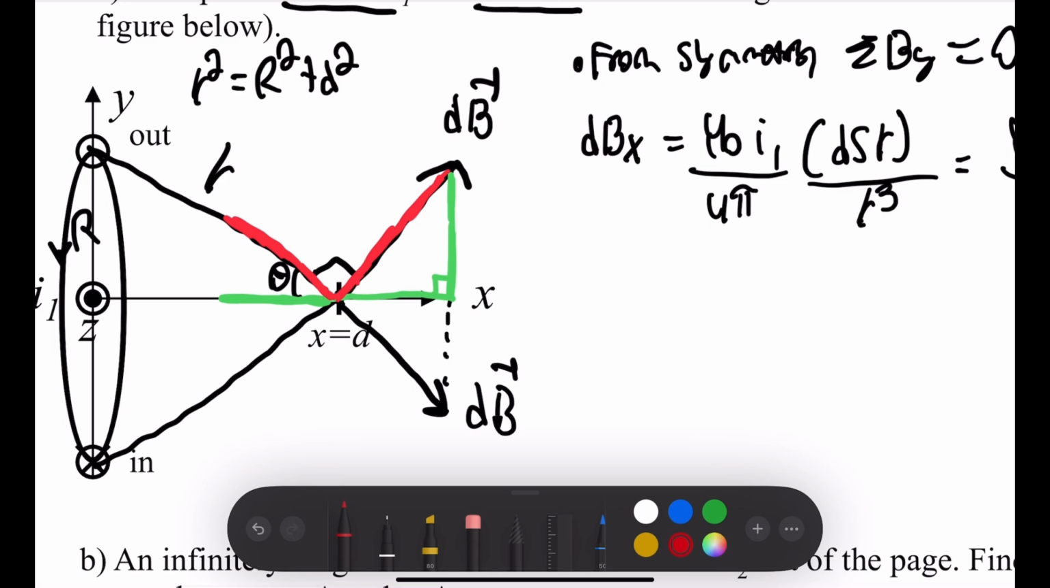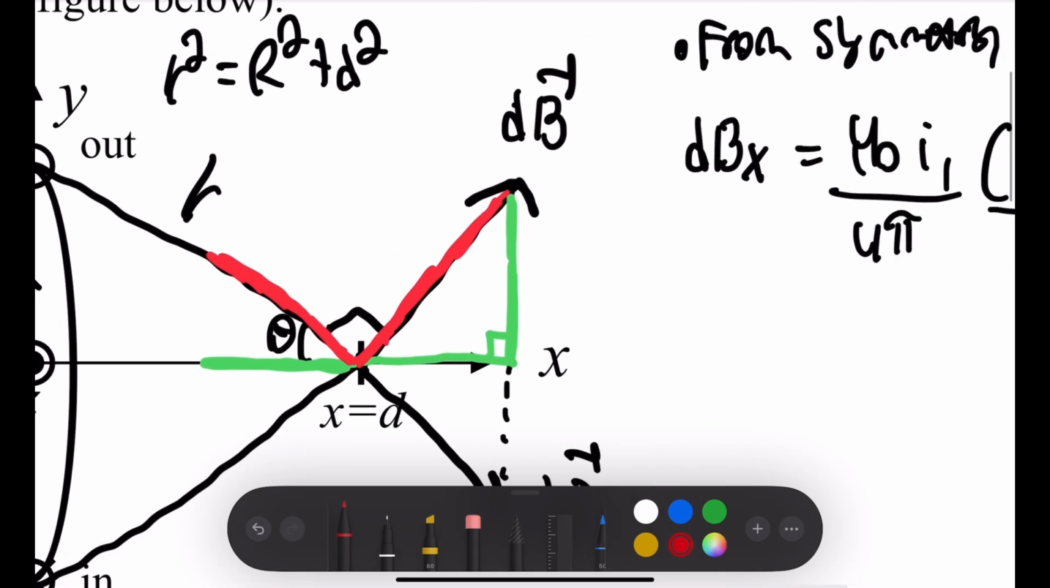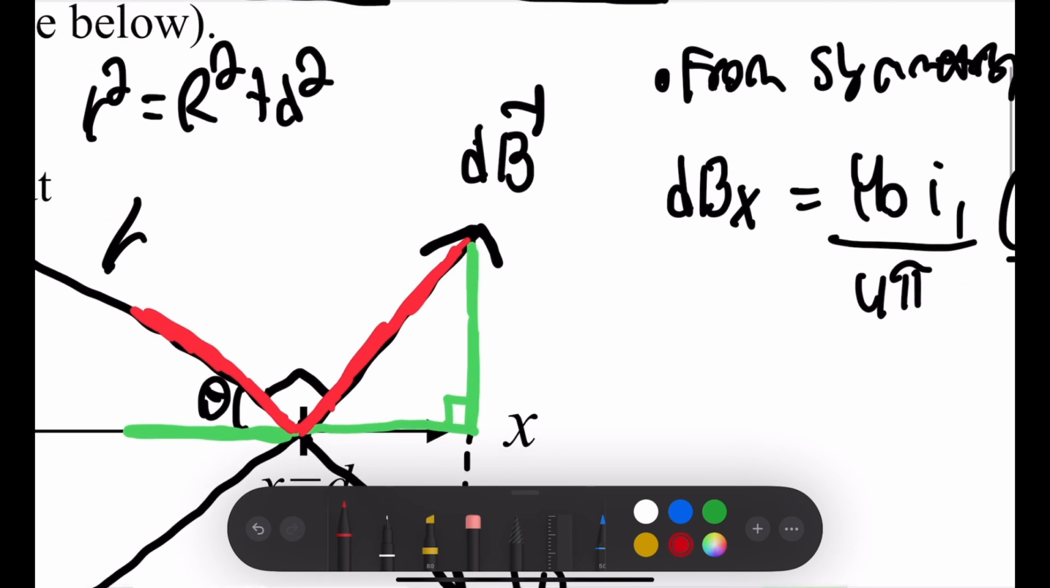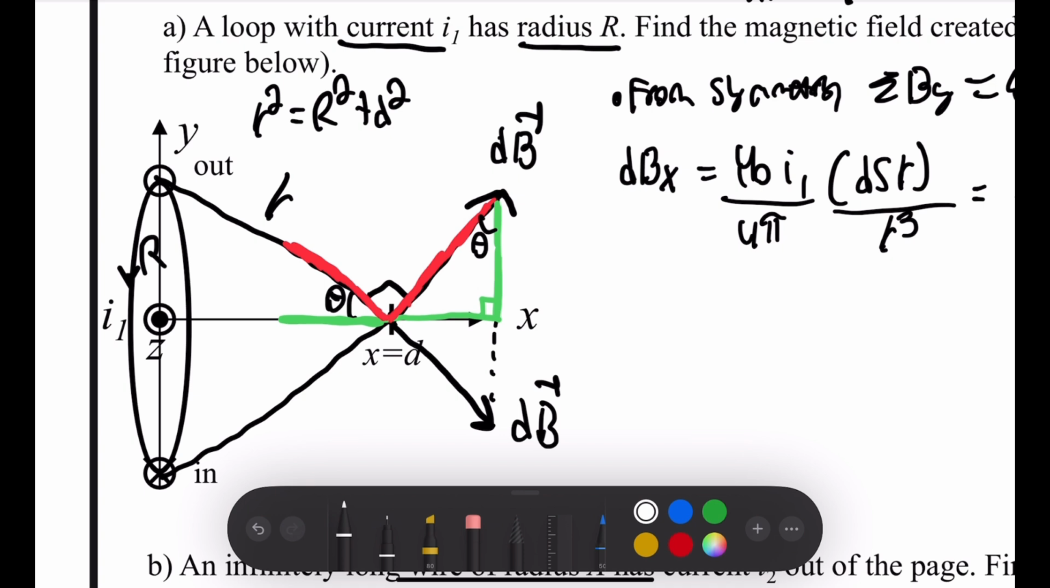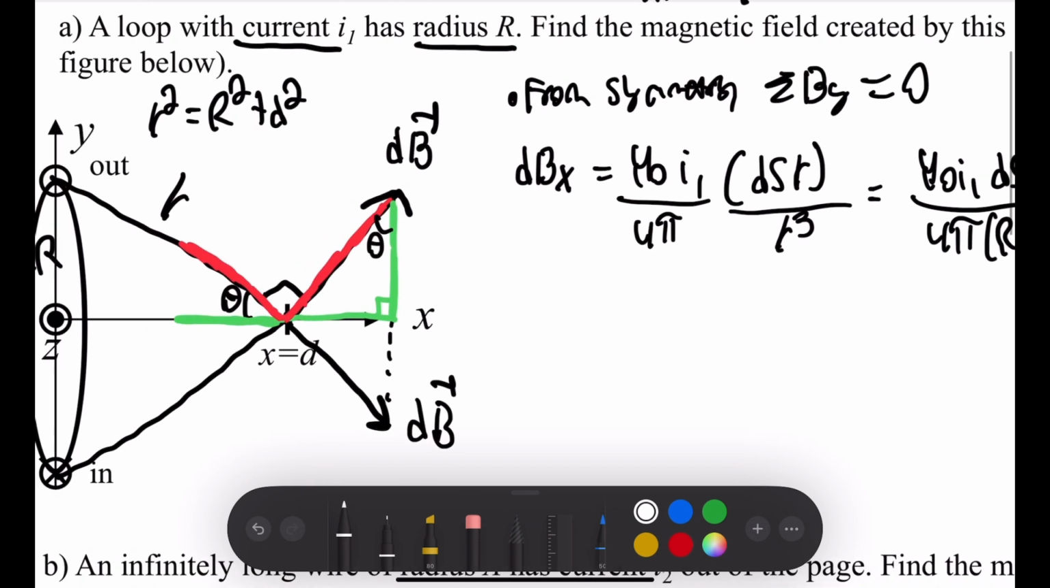So what this tells me is that the theta between this red and green is going to be the same theta as the red and green in the top part. So then theta is going to be here as well. So that's how we can figure out theta goes there. So now that I know my theta is up there, that means to get the x component, I'm going to need sine of theta. So let's quickly find that.